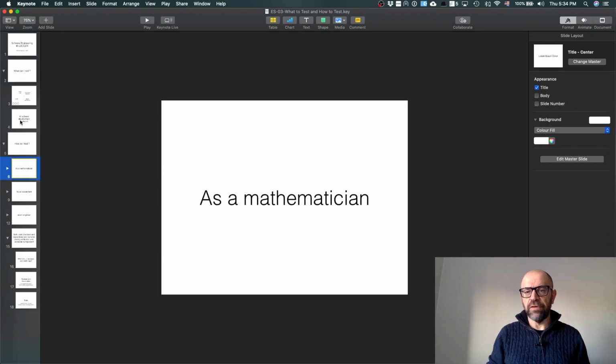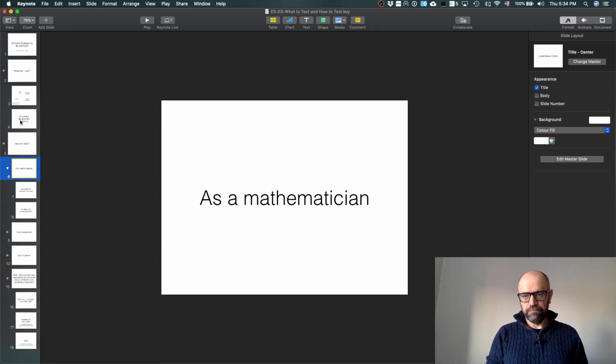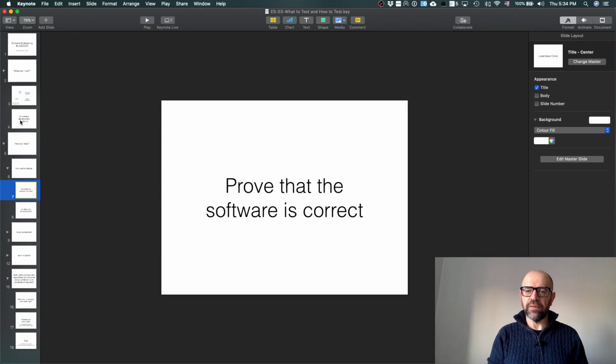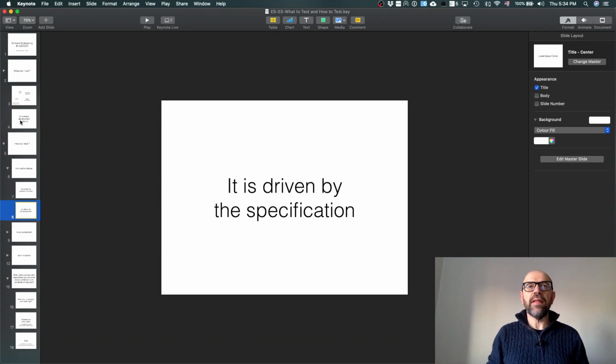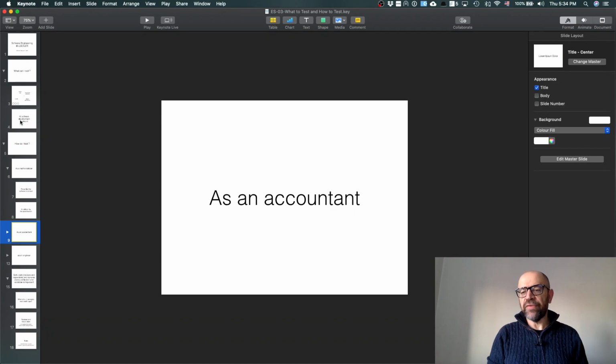Actually, it's a bit related, because if you think about it, I can say there are three ways to test something, or to evaluate or to verify. One is as a mathematician. And what is as a mathematician? Basically, you prove that the software is correct. Not only the software, you can prove that the specification is correct, okay? And this type of verification or validation is driven by the specification. So basically, you already need to have something completely formally described.